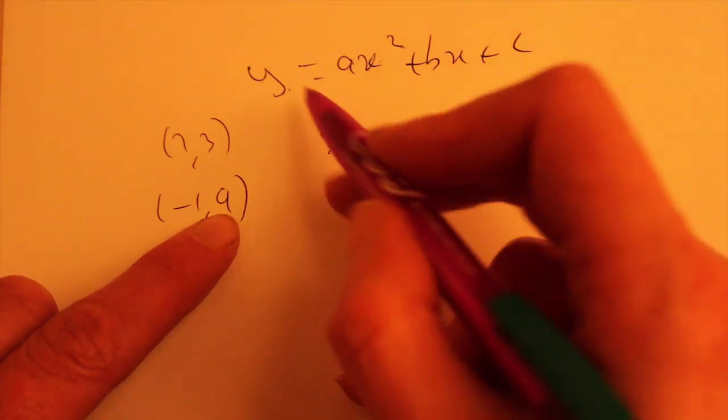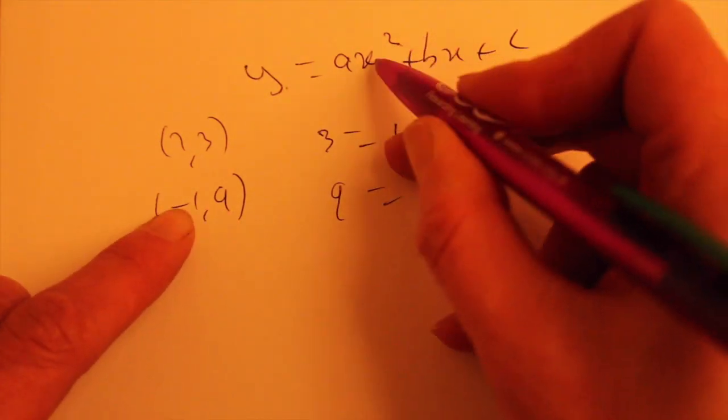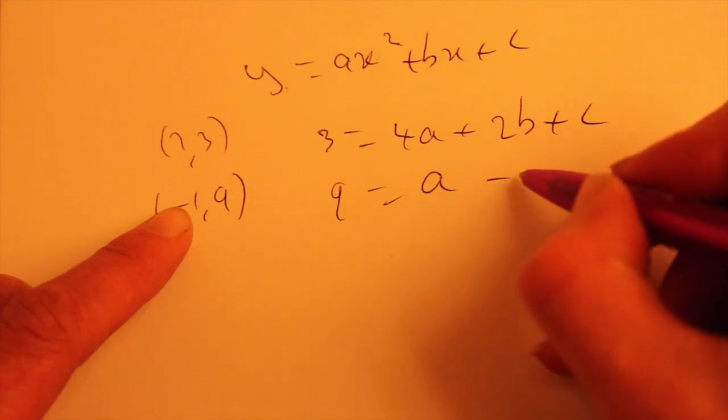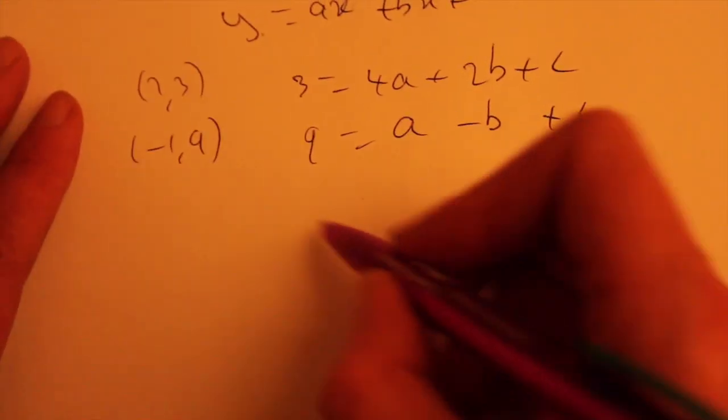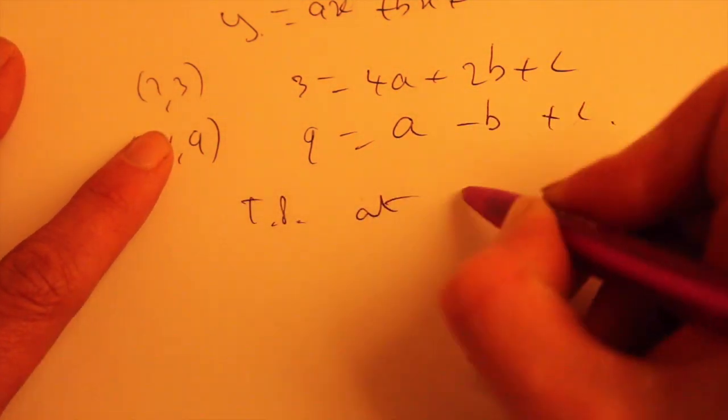And it goes through (-1, 9). So y is 9. Minus 1 squared is 1, times a. Minus 1 times b is just minus b. You're also told it has a turning point, so turning point at x equals 1.